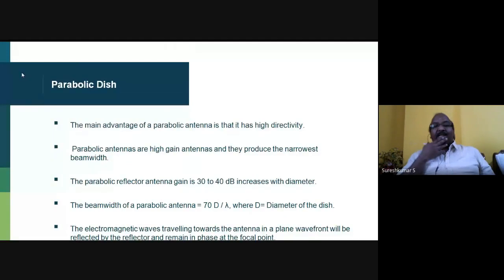Coming to the parabolic dish, there are interesting things in a parabolic dish, and the GMRT antenna is one of those.